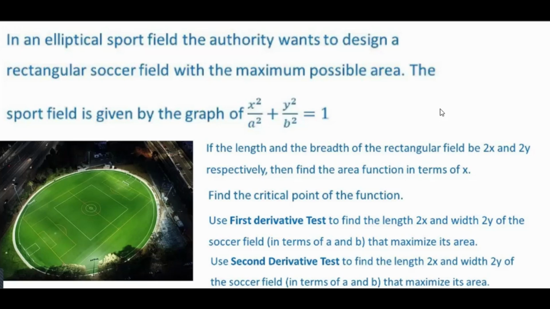Okay, so there are four subdivisions. The graph of the ellipse is given and the equation of ellipse is given. And there are four subdivisions here. So first subdivision, second subdivision, third one, and fourth one. They're asking us to maximize the area of the rectangle.